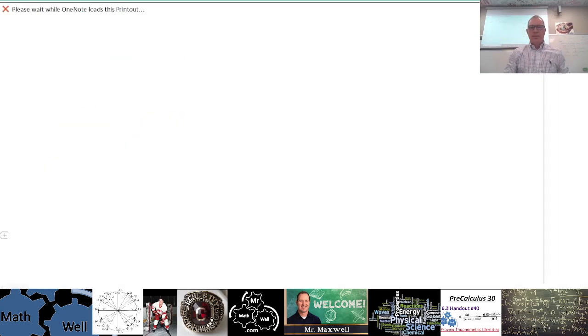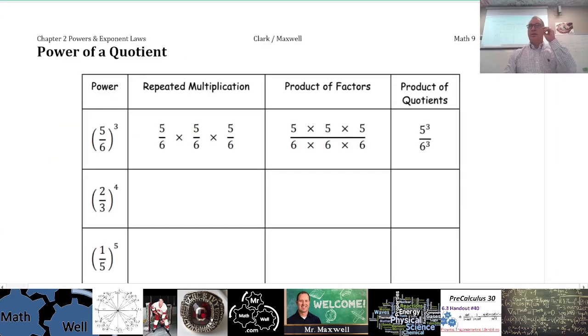All right, next stage. We got two concepts to cover here today. So next page in your notes, power of a quotient. So these two exponent laws, very, very similar. We're going to do these together. The concepts are very much the same. You'll see this right away.